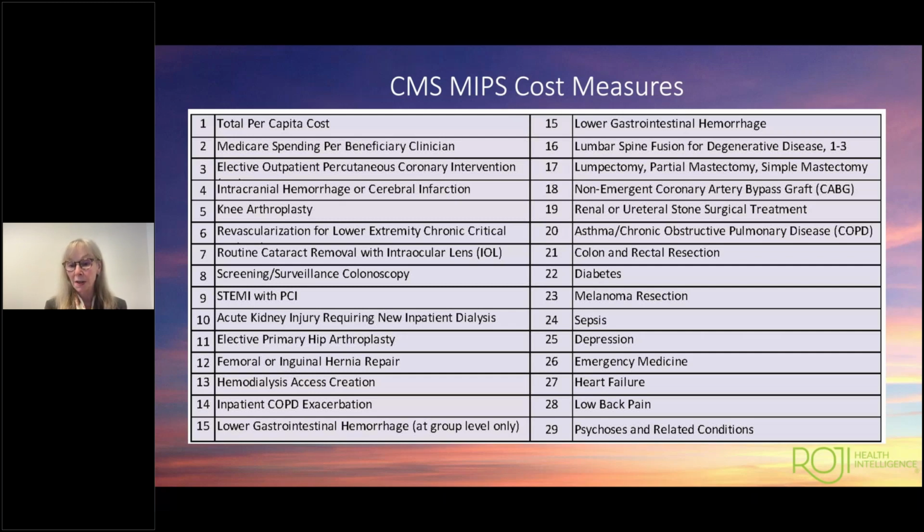So is asthma and COPD. Looking at renal stone surgical treatment, emergency medicine, heart failure. So you're seeing a lot of chronic diseases on the CMS MIPS cost measure list. Hard to imagine that at some point the formula for costs for the ACOs won't be affected by the kinds of things that are coming out on this list. STEMIs, colonoscopies. Really, the cost of colonoscopy is a highly focused anesthesia cost variation. So it's interesting that that would be on the list.